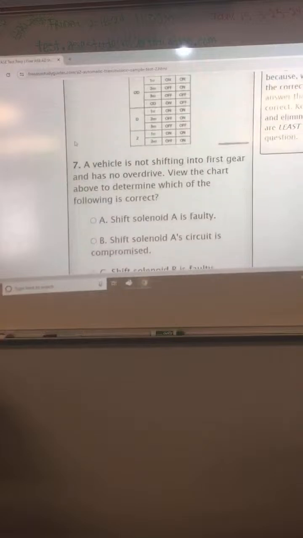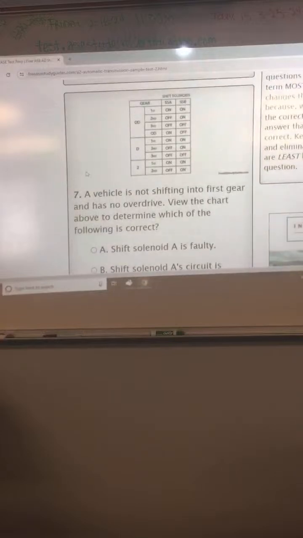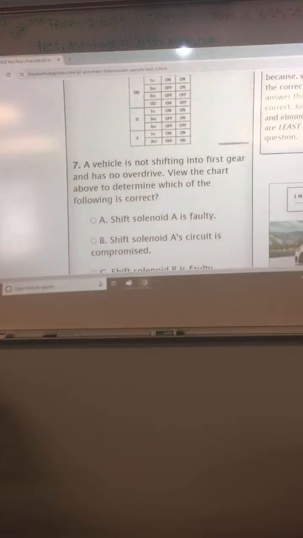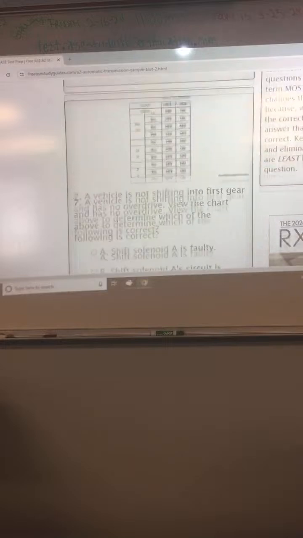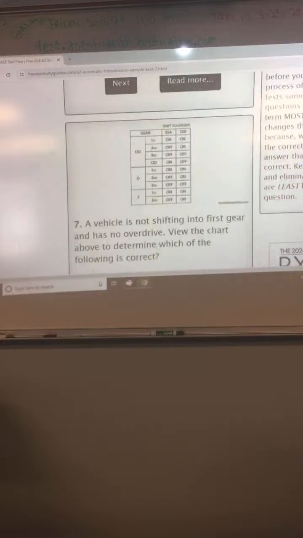Probably can't read that. A vehicle is not shifting into first gear and has no overdrive. View the chart above to determine which of the following is correct. It's not shifting into first gear and has no overdrive. First gear: shift solenoid A, shift solenoid B, here's your gears, your overdrive, drive, second gear.